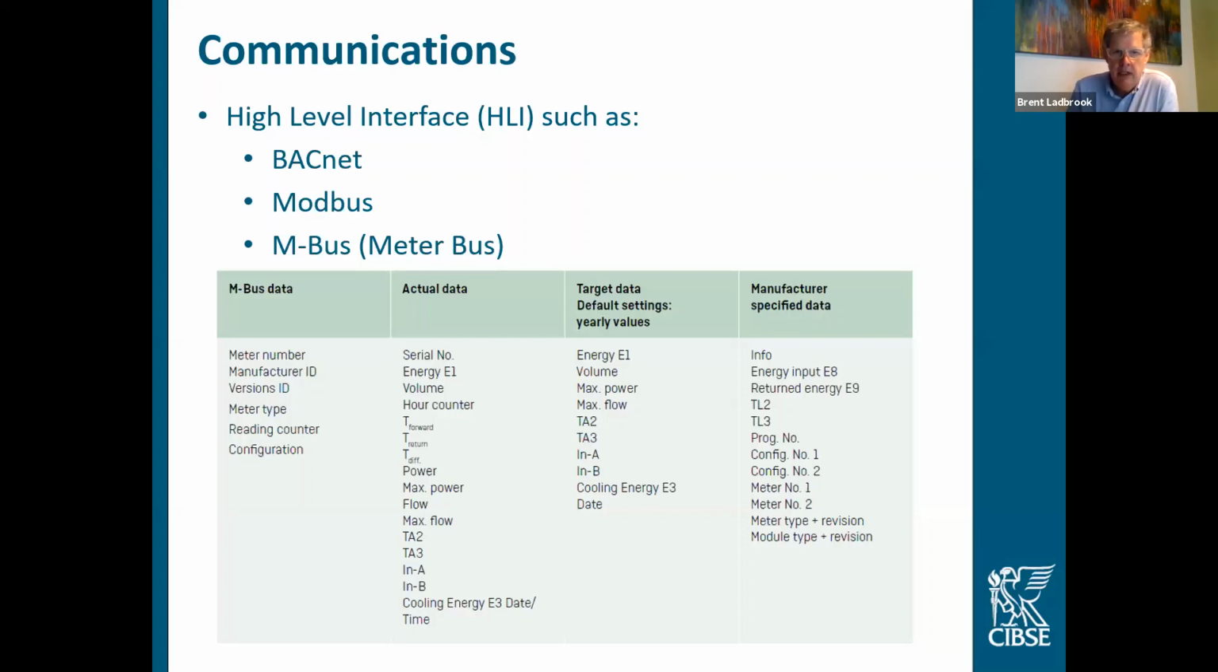using an HLI. You can daisy chain, sometimes a couple of 100 metres together, so you're running one cable through your building and able to pick up many meters rather than having to run a separate twisted pair back for every analog or pulse signal that you might have.